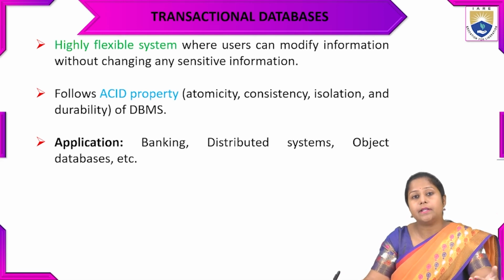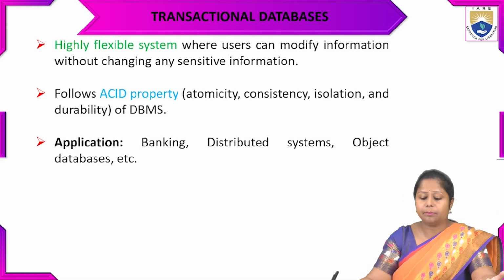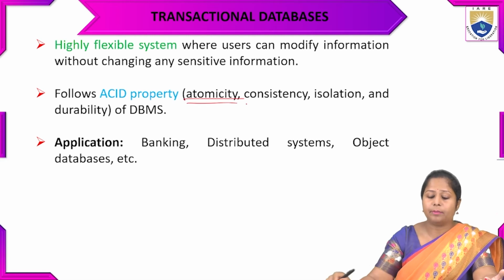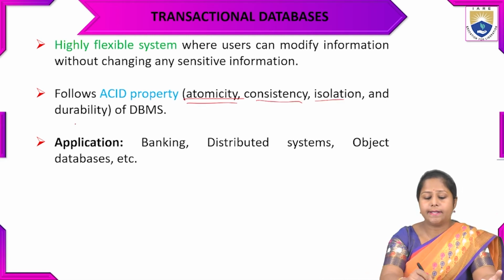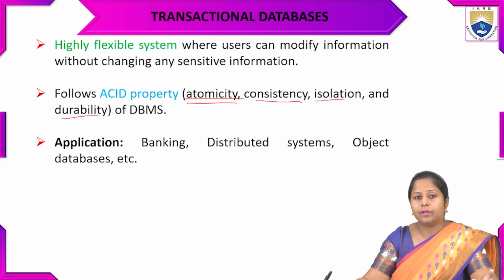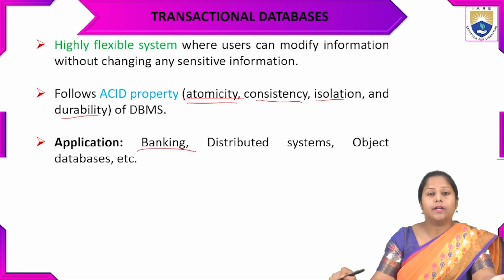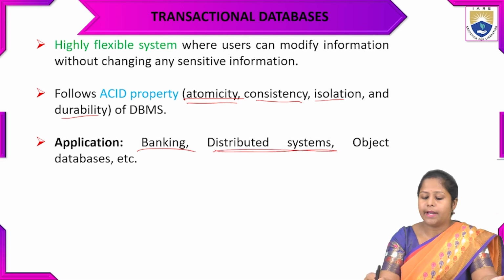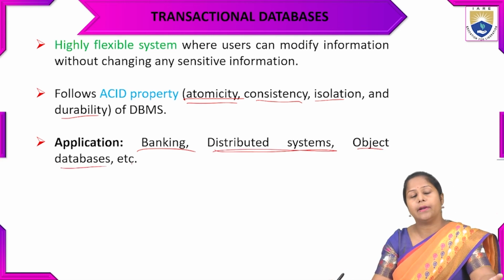The transactional database also follows the ACID property that exists in the traditional data warehouse and database management system. ACID is atomicity, consistency, isolation, and durability of those attributes or tables. The applications of transactional databases are related to banking, distributed systems, and object databases. These are the applications where the transactional database is widely used.